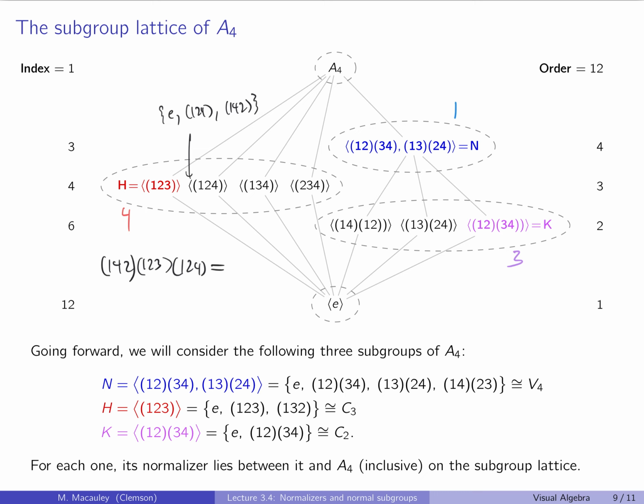Remember those numbers? The index of the normalizer of N in A4 equals 1. Well, the index of the normalizer of K in A4 is equal to 3. And the index of the normalizer of H in A4 is 4. The size of the conjugacy class in each case.